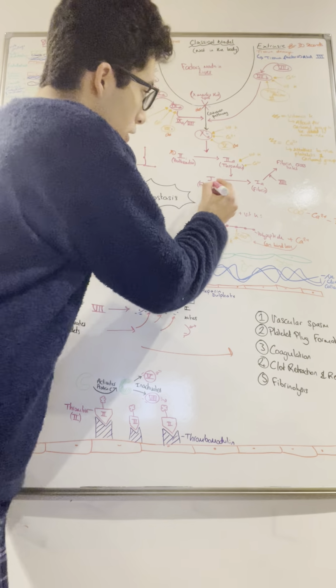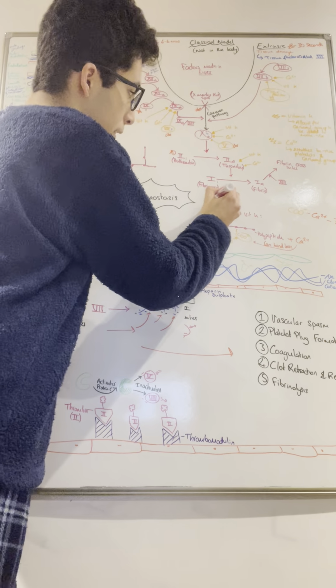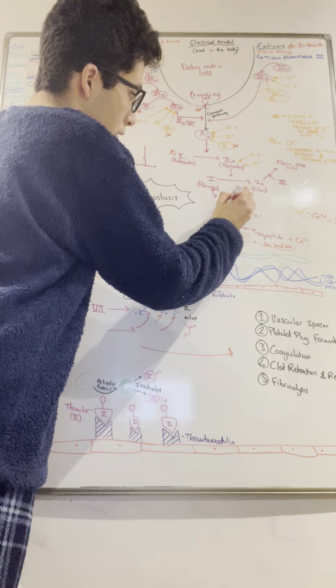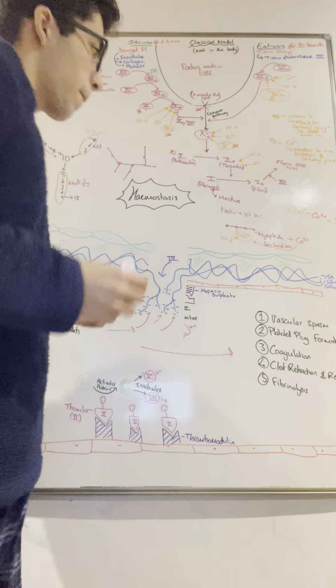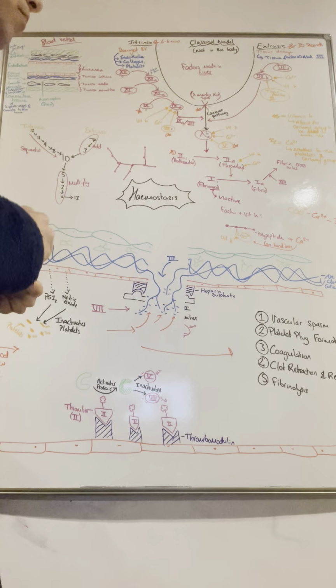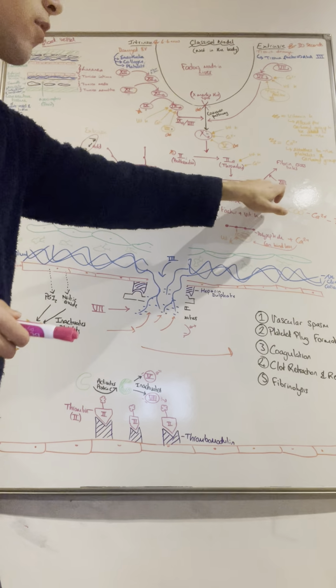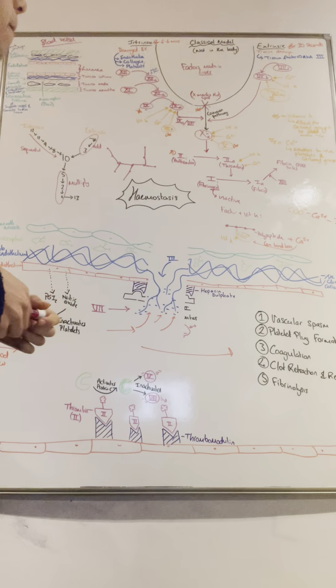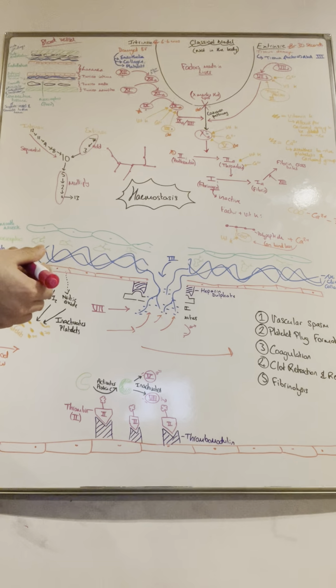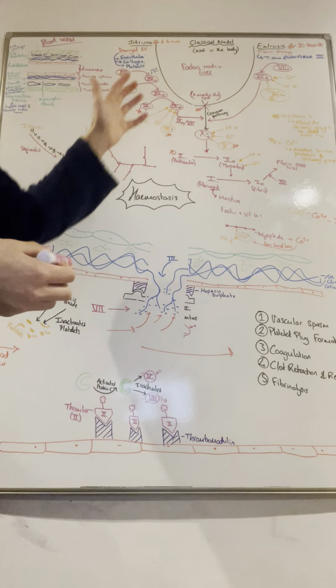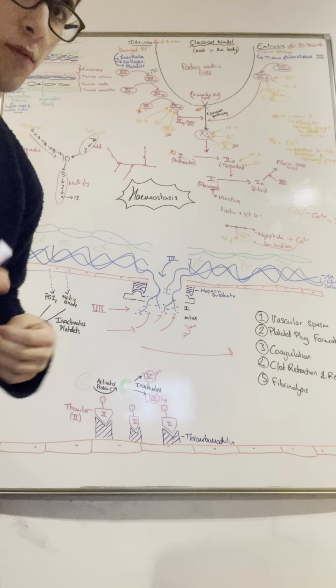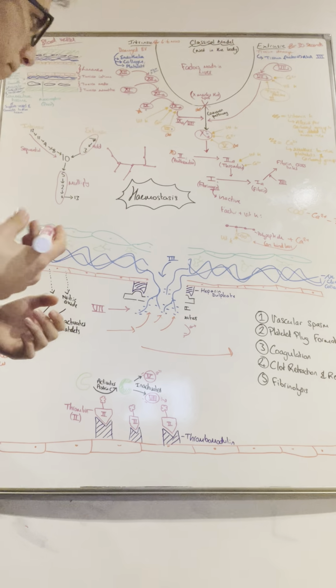So anything with ogen is going to be inactive. Okay, that's in our inactive form. And then we've got our factor 13 making our cross links. So generally that's what's happening in our coagulation with the classical model.